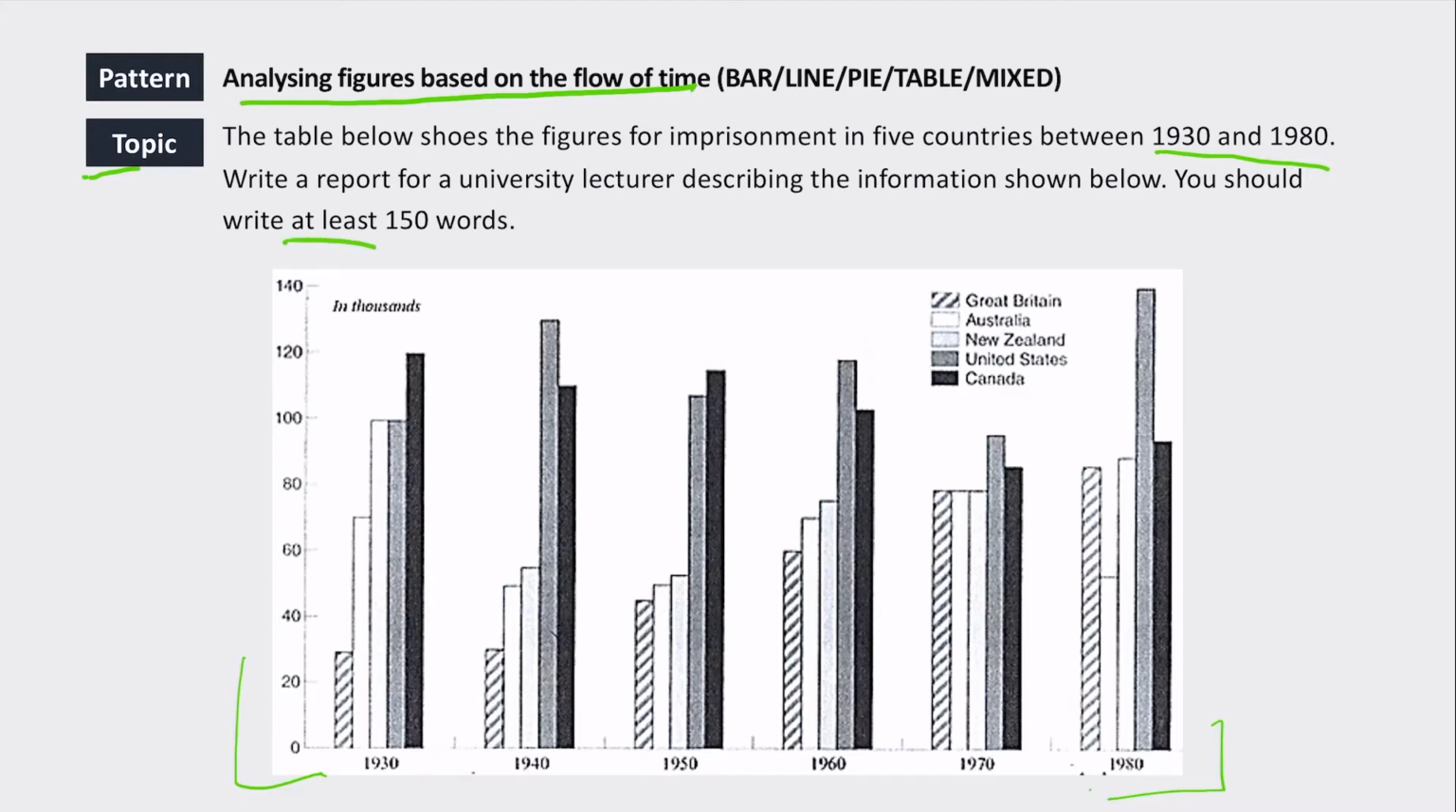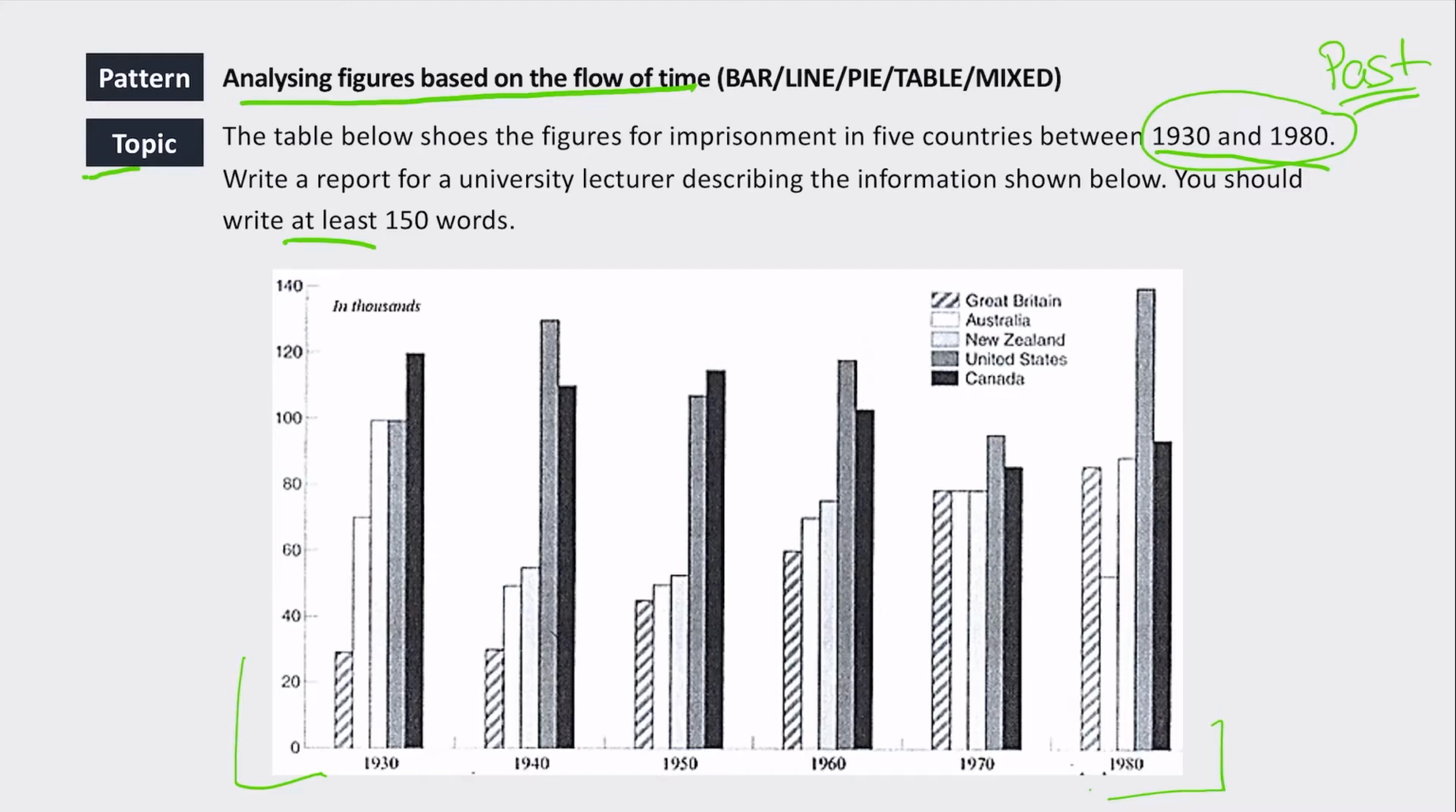Okay, so the first thing I always tell my students to do is to check the dates. So it's between 1930 and 1980, so everything that you say needs to be in the past tense. Okay, so don't get confused about your tenses. That's the first mistake students make on these kinds of questions.